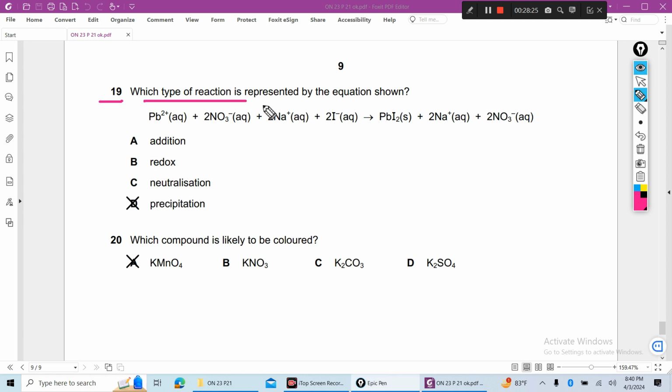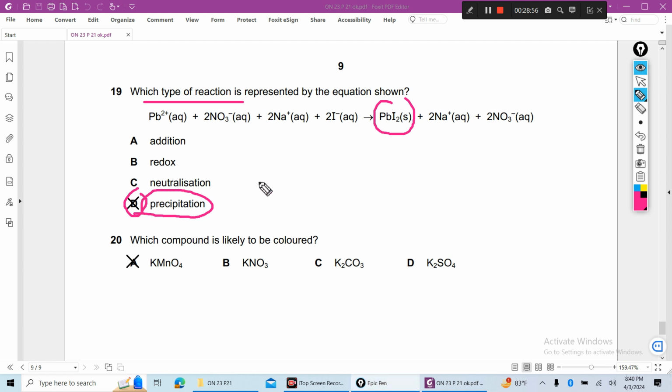Next, which type of reaction is represented by the equation shown? Lead ion aqueous reacts with nitrate ion aqueous, sodium ion aqueous, iodide ion aqueous to produce lead iodide, a yellow solid, and aqueous sodium ion and nitrate ion. So what type of reaction? As a precipitate is formed, the answer will be D, precipitation reaction. This is the precipitation reaction.